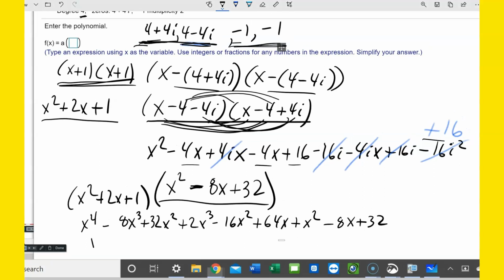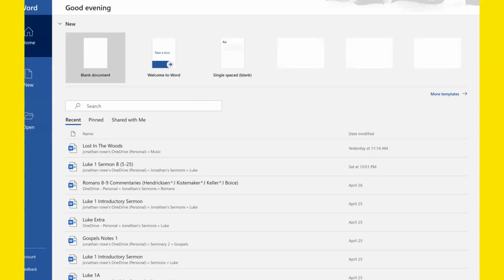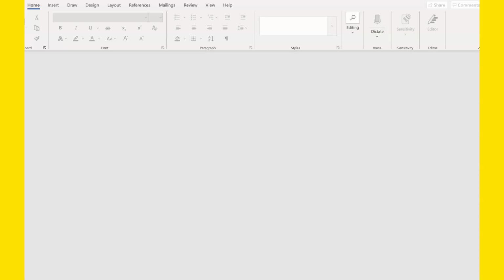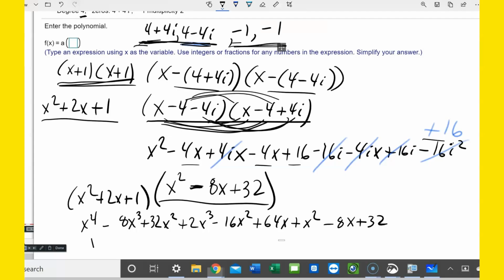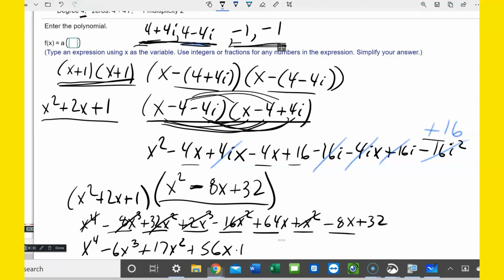Combine stuff. That we got x to the 4th. What is going on here? That is not what I want you to do. We got x to the 4th, and that makes minus 6x cubed, and that, and that, and that. 32 minus 16 is 16 plus 1 is plus 17x squared. Then we got that, and that makes plus 56x plus 32.